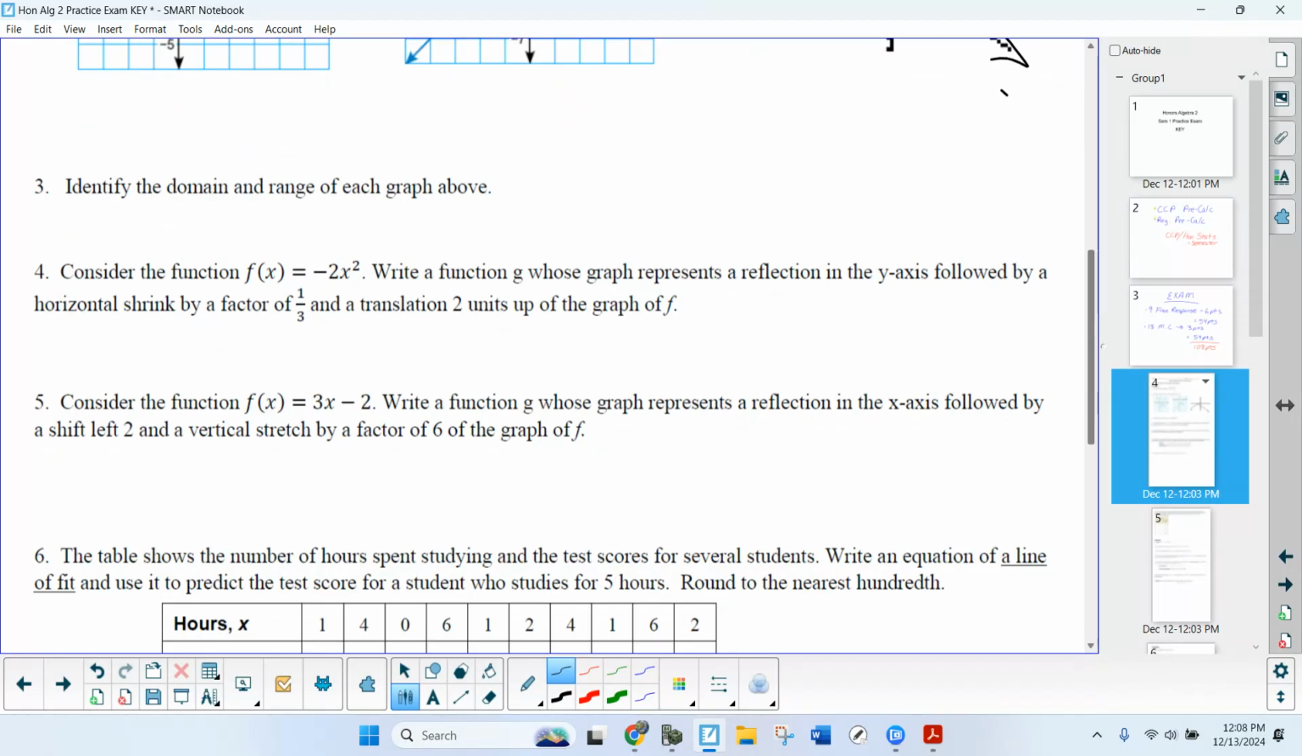Okay, how about 6? 6 was a linear regression. It says the table shows the number of hours spent studying and the scores for several students. Write an equation. It says the line of best fit. If it wants the line of best fit, which regression will you use? Linear regression. Because it wants a line. If it wants the line of best fit, you use linear regression. And then predict the test score for a student who studies for 5 hours. So then that second calc value, 5, plug it in. Questions on number 6?